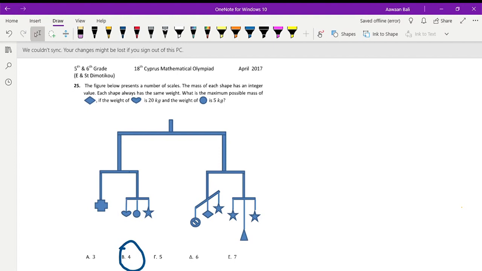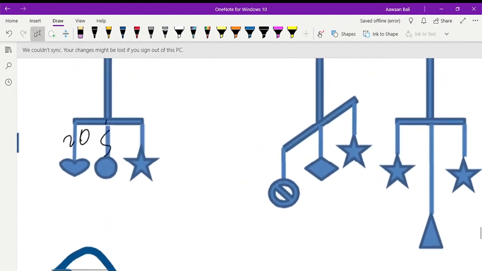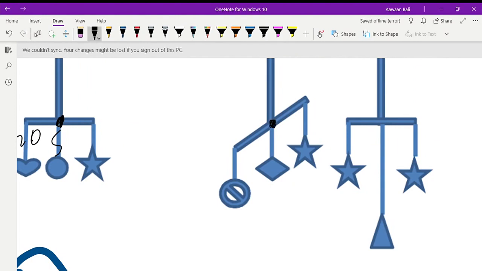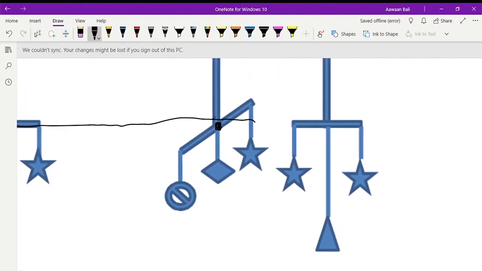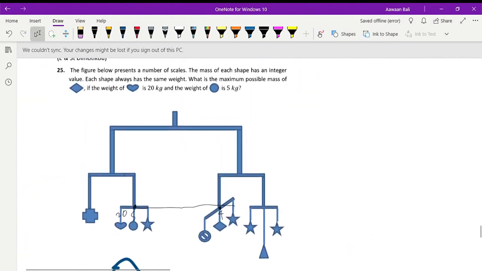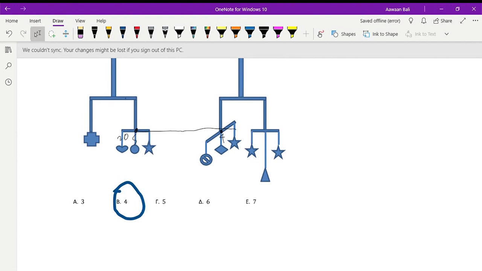Okay, so we know that this is 20, this is 5. The easiest shortcut is that since all of them are balanced, you can check this and then you check this. The thing is, they're actually slightly different. Just slightly different by 1 centimeter. So you can say this is 4, and already you got the answer, because the maximum possible mass is 4.